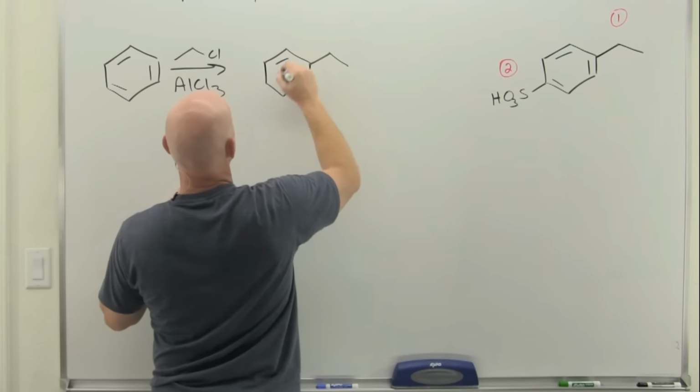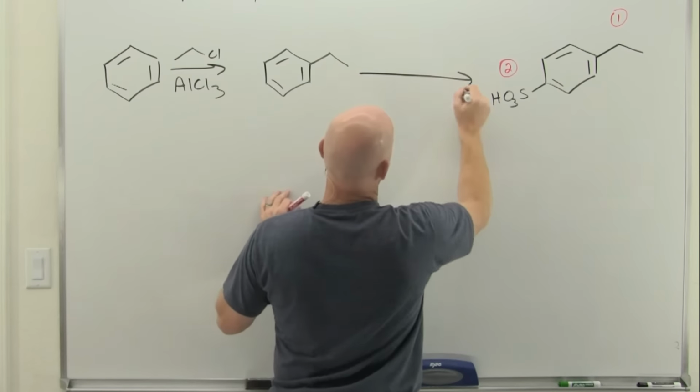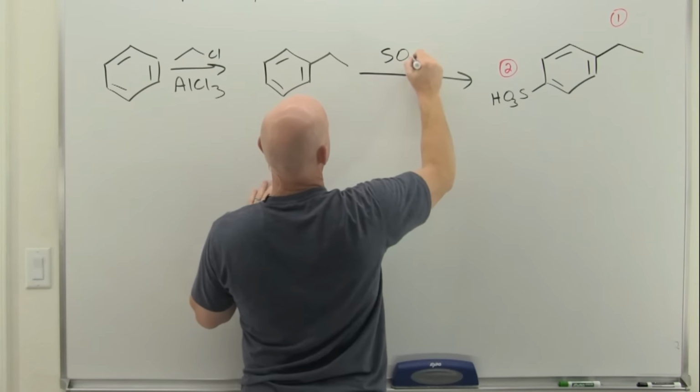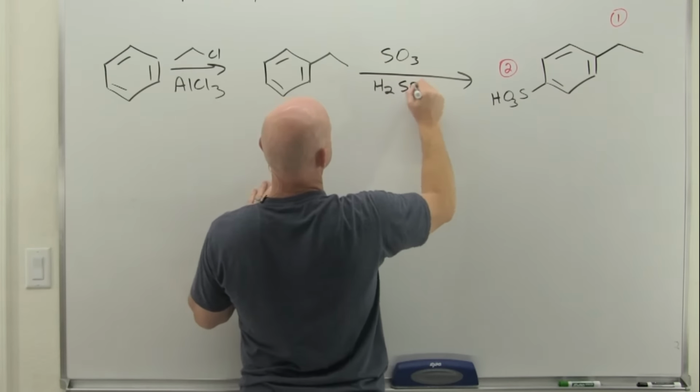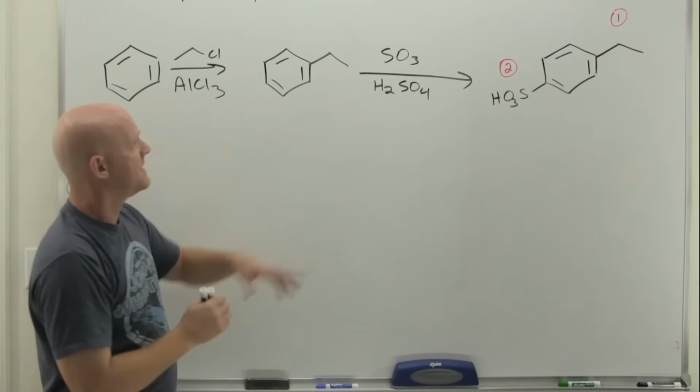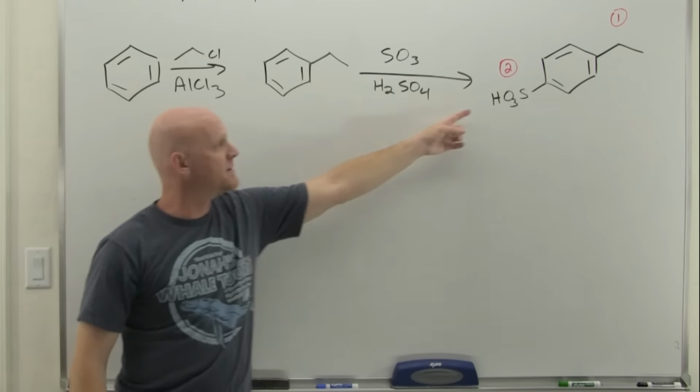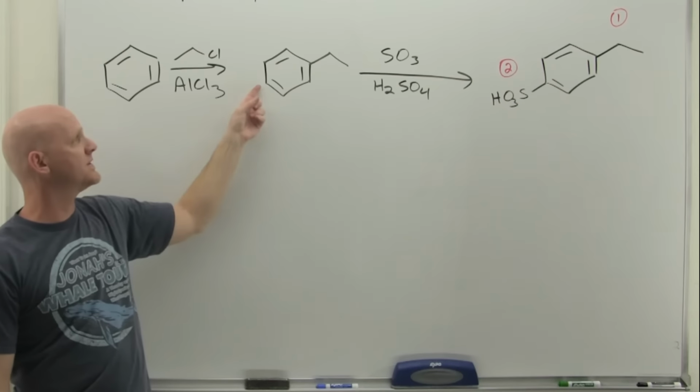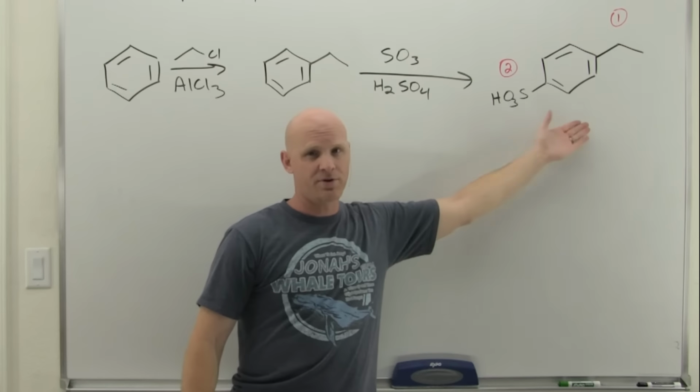Friedel-Crafts alkylation. And then to add the sulfonate group, fuming sulfuric acid. And like I said, the ethyl group is an ortho para director, but with the sulfonate being such a large group, it predominantly goes para, leading us to our final product.